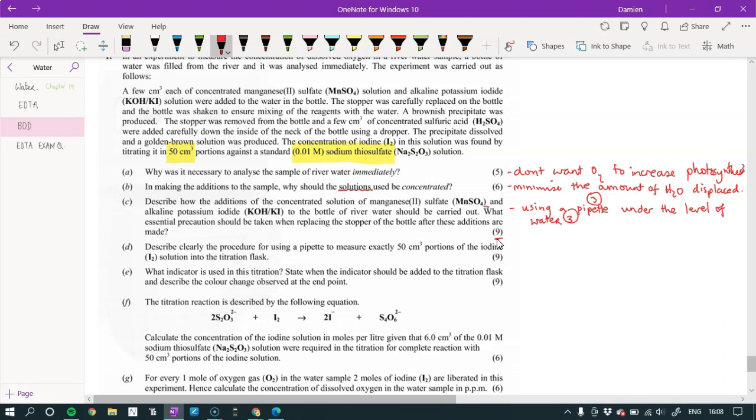And then the second part of the question, which starts here: what essential precautions should be taken when replacing the stopper of the bottle after these additions are made? And of course, it is not to get any air in the bottle.